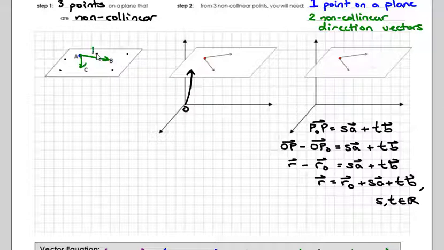So we'll call this one AB. And we can easily find it because we have all 3 points. So we can take OB minus OA in order to find the vector AB. You could do the same thing for AC.